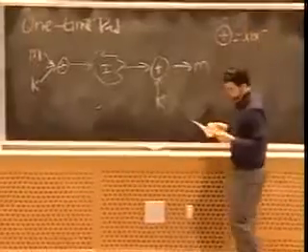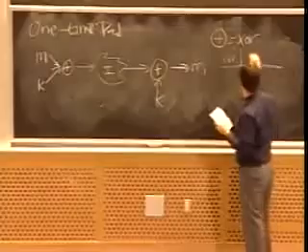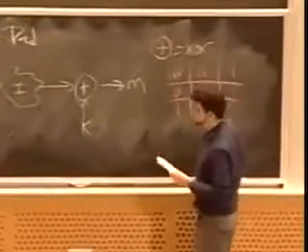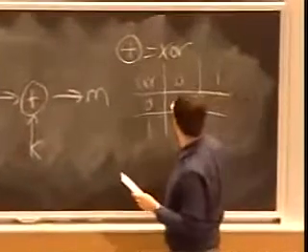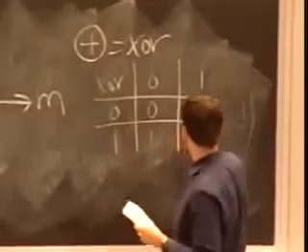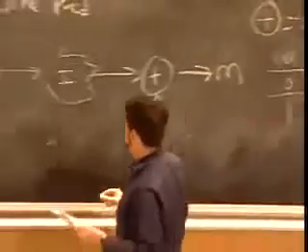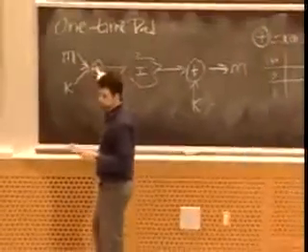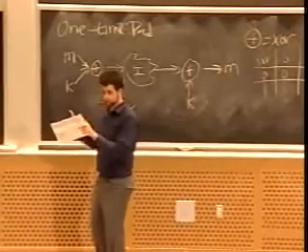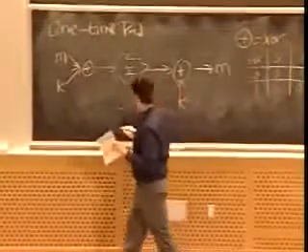If you remember, the definition of XOR is: given two bits, each either 0 or 1, the XOR of two zeros is 0, the XOR of 0 and 1 is 1, and the XOR of two ones is 0. This XOR is a bitwise operation. So the first bit in K is XORed with the first bit in M, the second bit in K is XORed with the second bit in M, and so on. And the same thing happens over here.